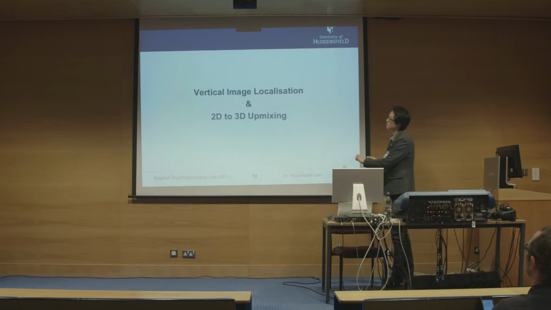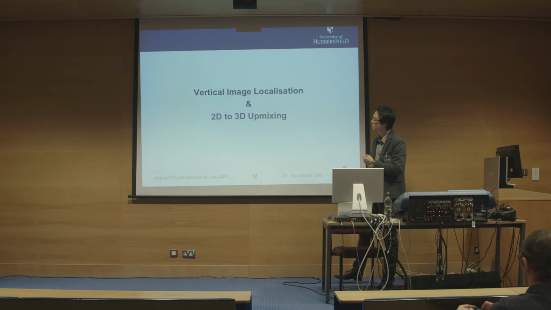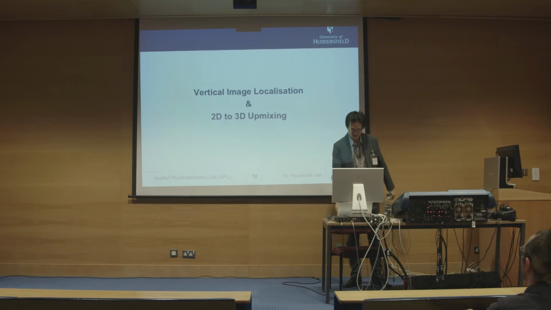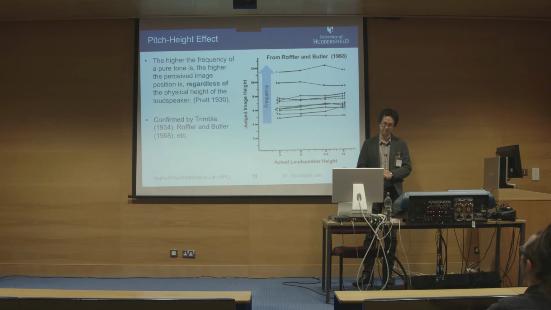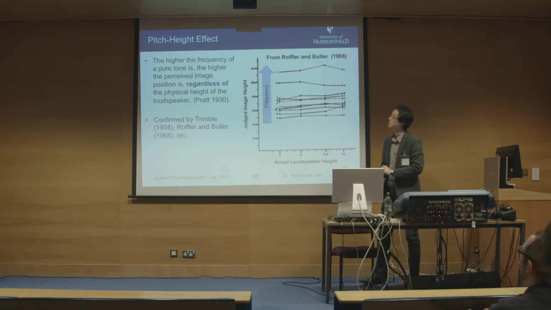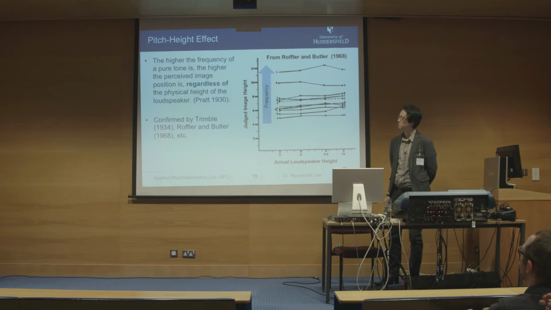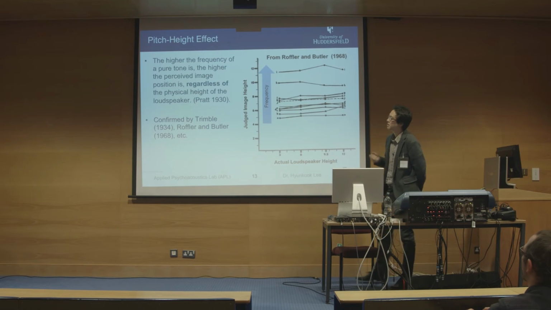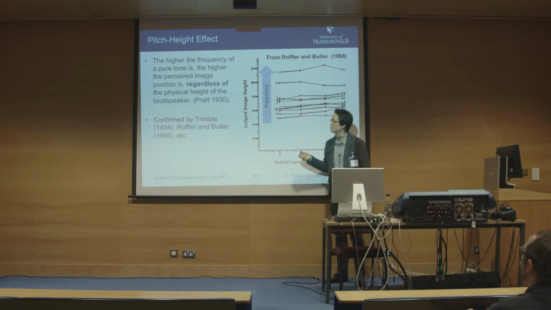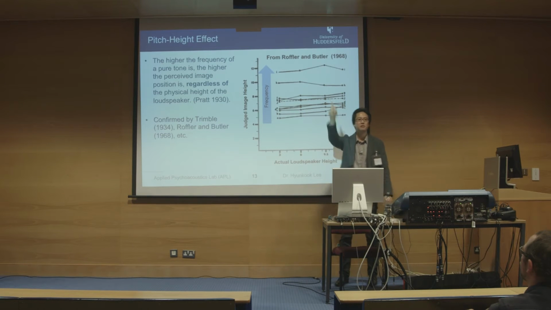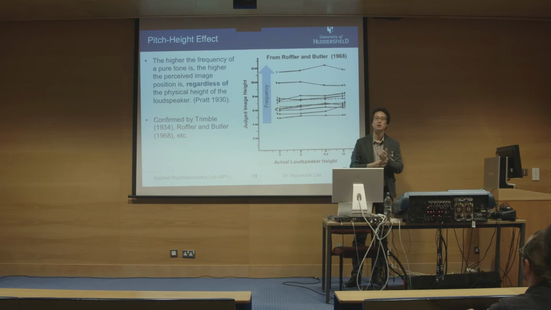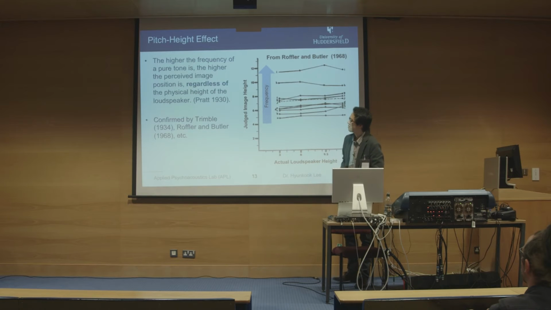Okay, so now I'm going to talk about some past research about vertical image localization and how these can be used for 3D unmixing. The first principle I want to talk about is the pitch height effect. This principle basically suggests that the higher the frequency of a pure tone is, the higher the perceived image position is, regardless of the physical height of the loudspeaker. So wherever the loudspeaker is, if you play a higher pitched tone, then it will always be perceived higher than a lower pitched tone. That was found by Pratt in 1930.